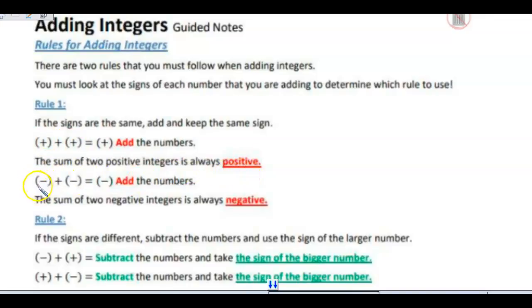If I have two negatives, a negative plus a negative, I'm going to get a negative. I'm just going to add these two. Negative follows through because they are nothing but negative. So the sign just follows through. So the sum of two negative numbers is always going to be negative.